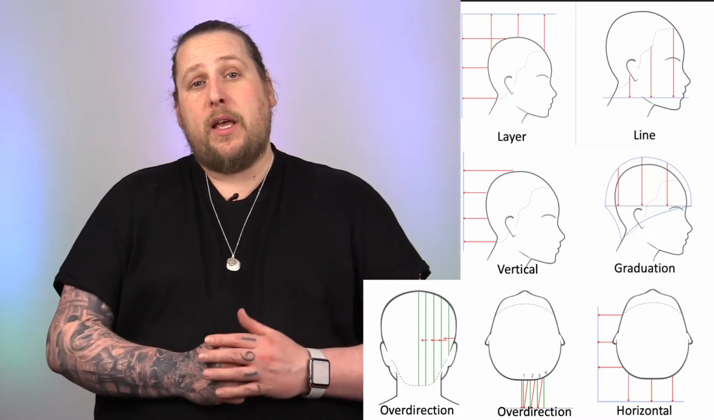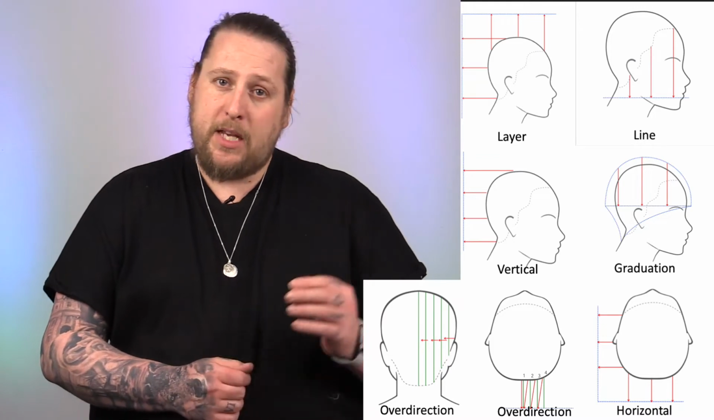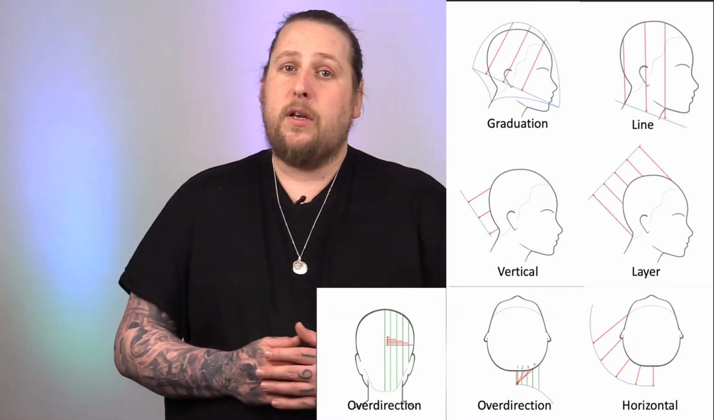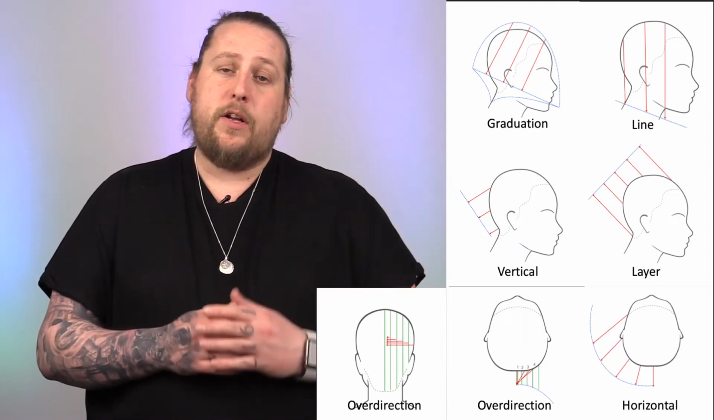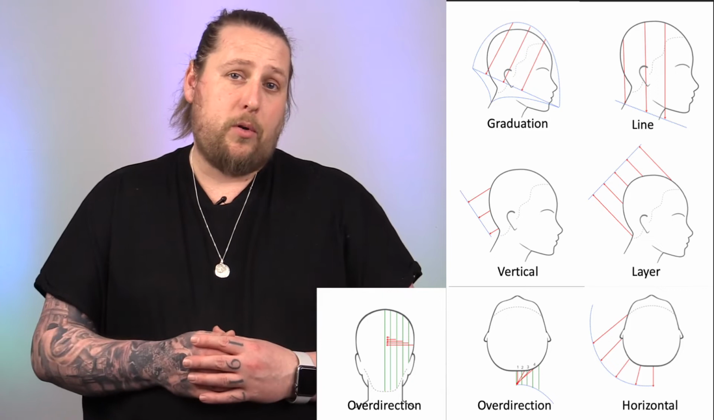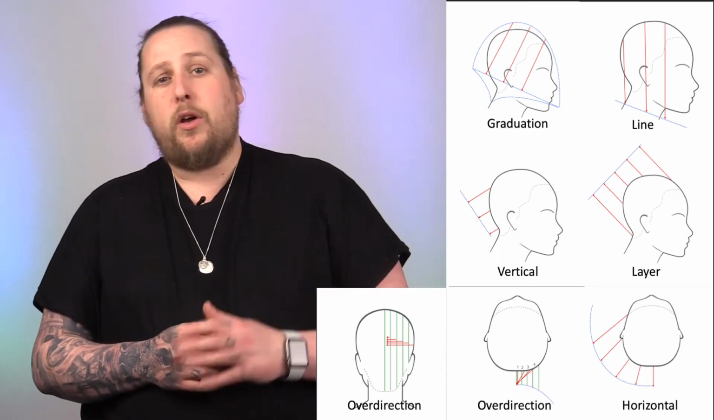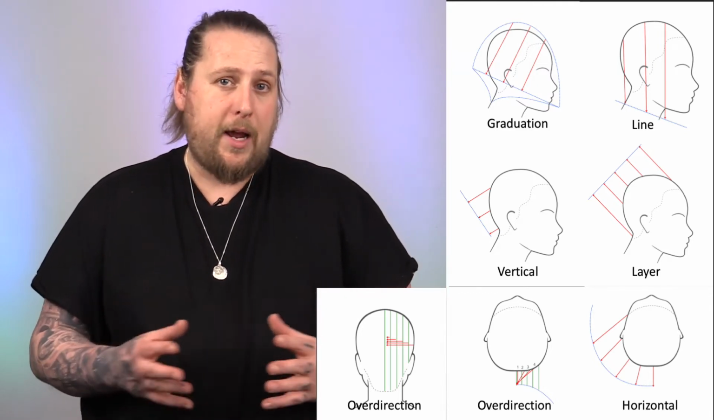When we work square to the head, we build length and weight as the head rounds. This applies both vertically and horizontally. A triangular shape allows us to direct length and weight into certain areas. When we work short external to long internal vertically, we graduate and build weight. When we take the same vertical section but work short internal to long external, we remove weight, so we're layering.